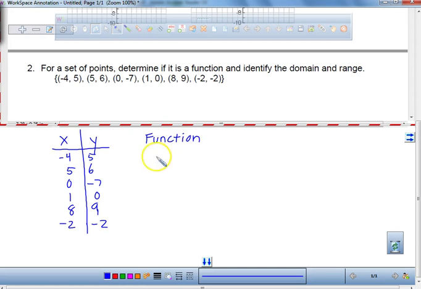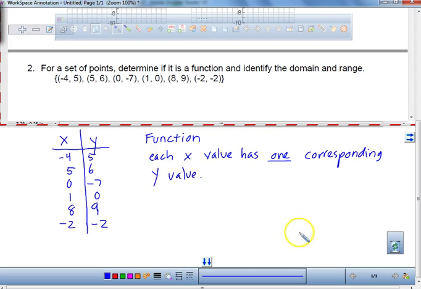And why is it a function? Because each x, or each input, each x value has one corresponding y value. Each input has one output.